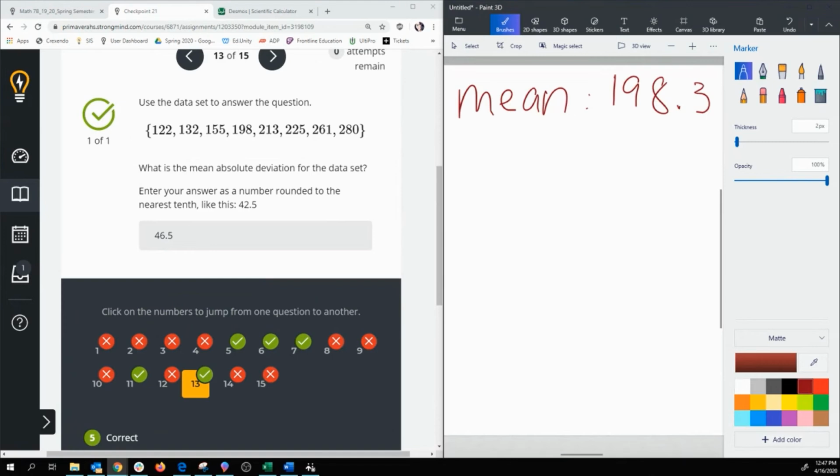And I'll give you guys a second to go through and figure that out for this problem. So remember, for mean absolute deviation, all you're doing is taking your average, your mean, and subtracting it from each one of the numbers in your data set to figure out how far apart the distances from that data point to your average.